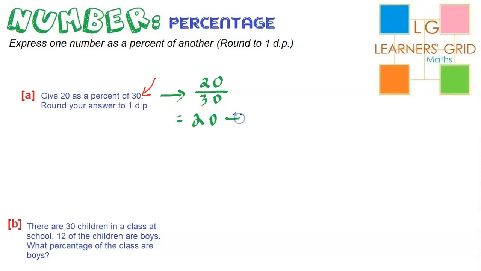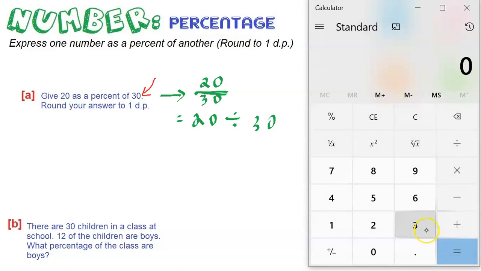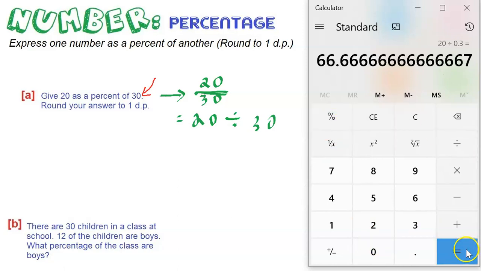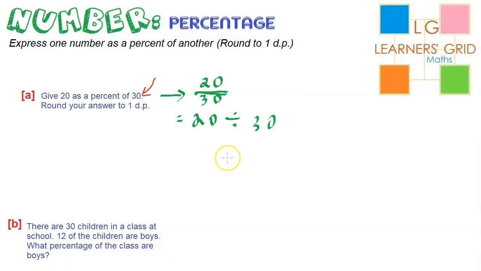20 divided by 30. And it's 20 divided by 30 because this fraction bar means divided. So let's use our calculator, and it's 20 divided by 30. Then we push the percent button, and then we finish with the equals button, and we get this, 66.666, and so on. So let's just write that down, 66.66.